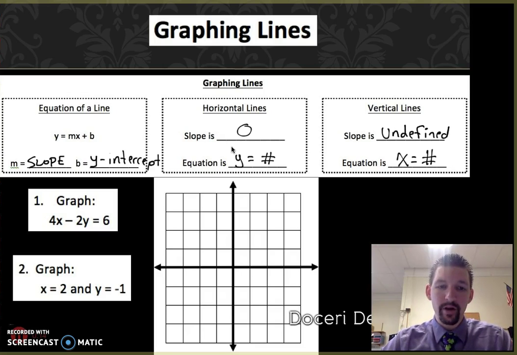So what I'd like you to do is pause the video, transform the first one there into slope-intercept form and graph it. And then graph number 2, and we will go over those in just a second.